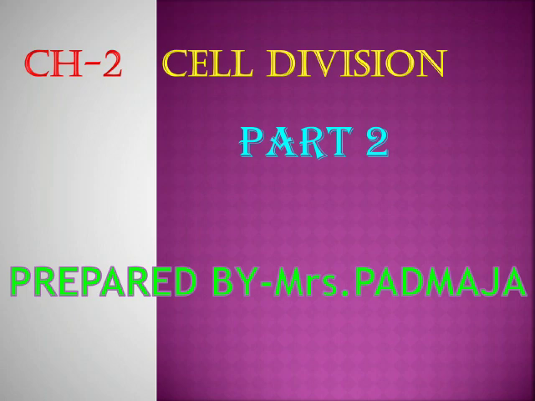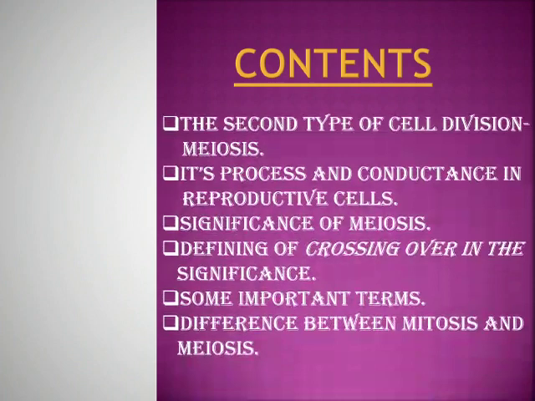Students of standard 10th, we already completed cell division part 1, that is mitosis, which is called equational cell division. Let's continue with part 2, meiosis, called reductional cell division. Now, let me tell you what the contents are: what is meiosis, its process, and how it is carried on in reproductive cells.